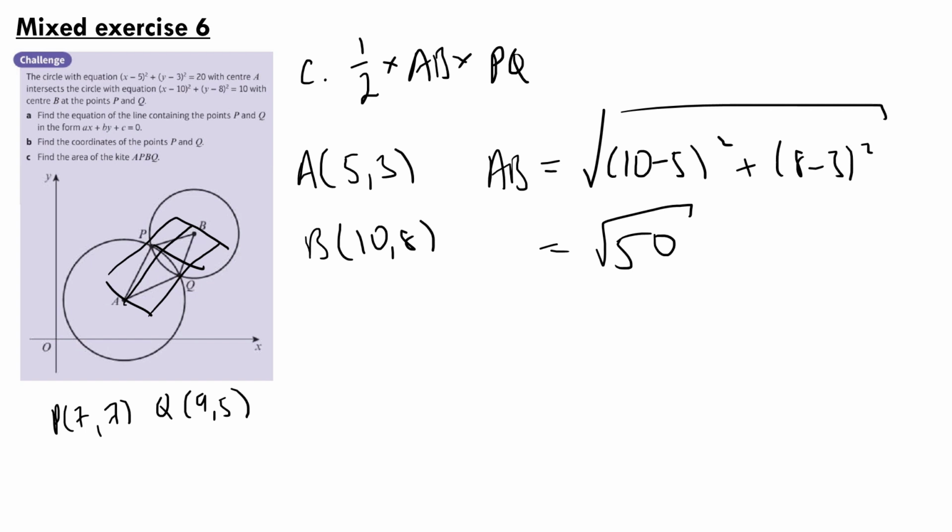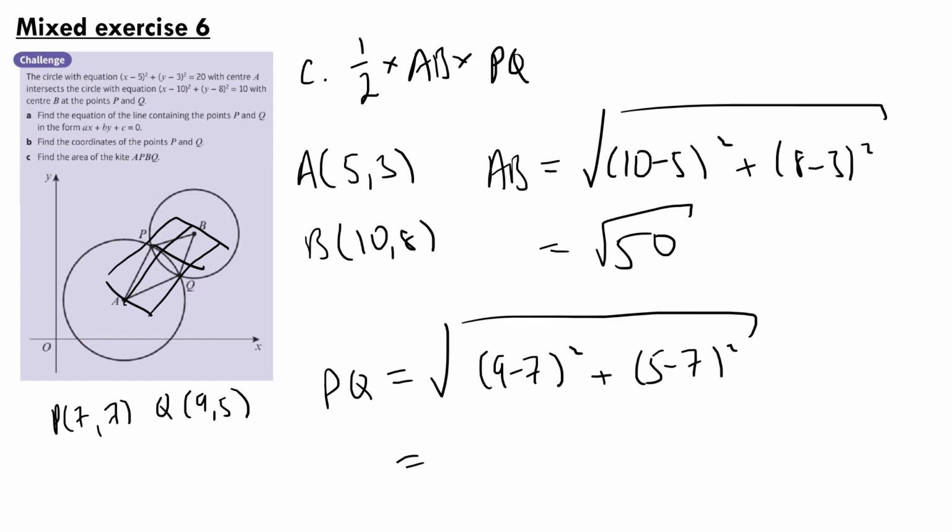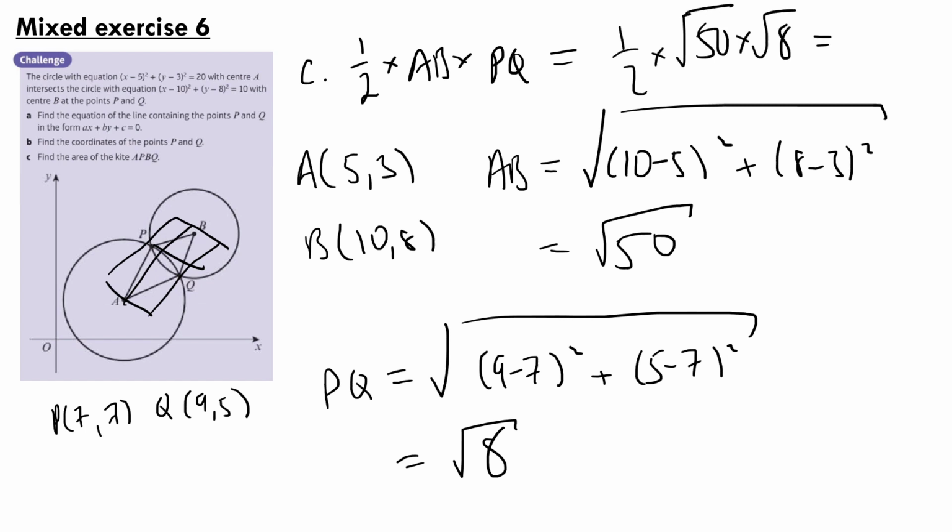Now the coordinates of P and Q are (7, 7) and (9, 5), as we worked out in part B. So the length of PQ is the square root of (9 - 7)² + (5 - 7)², which is the square root of 2² + 2², the square root of 8. So our area is half times the square root of 50 times the square root of 8, which is equal to 10 units squared. And that is our final answer. And that is the end of chapter 6. I hope you enjoyed.